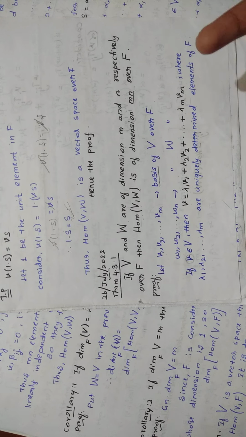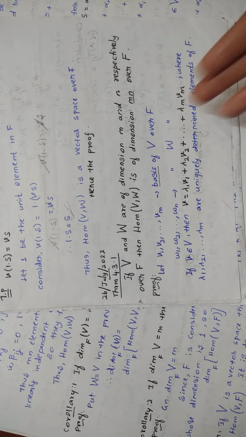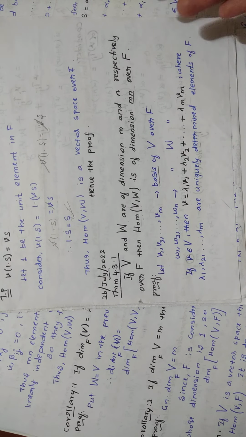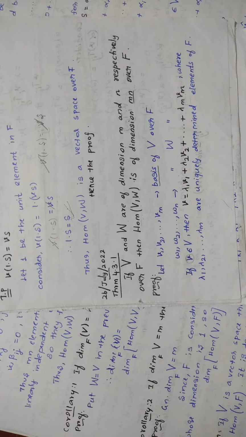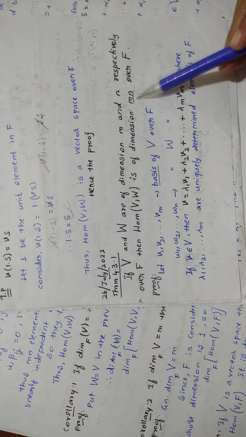They are V and W. The dimension of V is m and the dimension of W is n. What they are saying is, we have to prove that Hom(V, W) is of dimension mn over the field F. That is, we are going to prove the dimension of Hom(V, W) is mn.